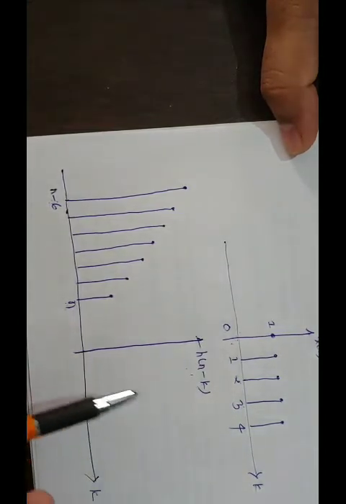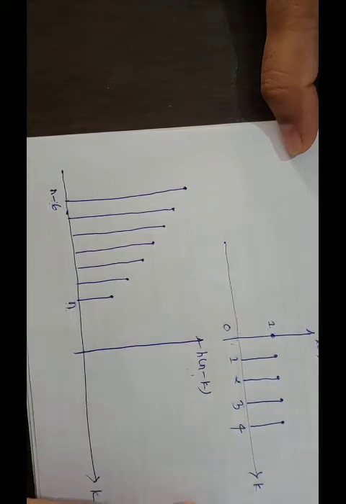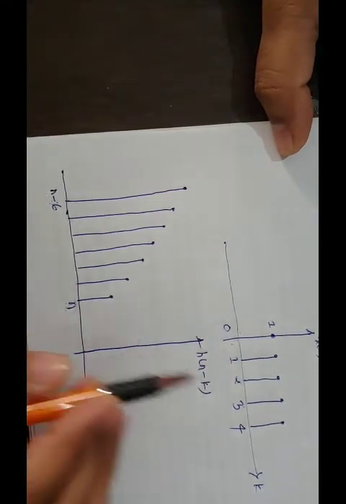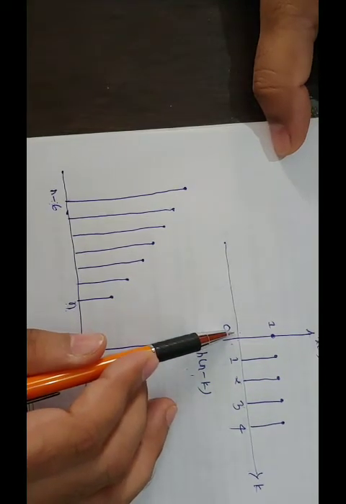The next condition I am taking here, my n should be greater than 4. So I am making the head greater than 4, but the tail I will restrict: n minus 6 should be less than 0.